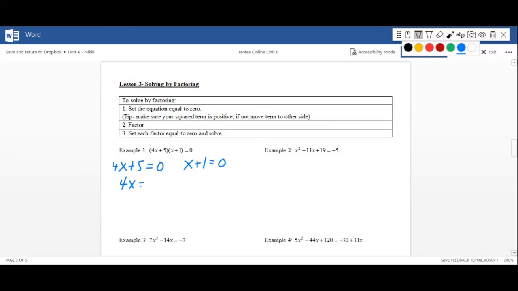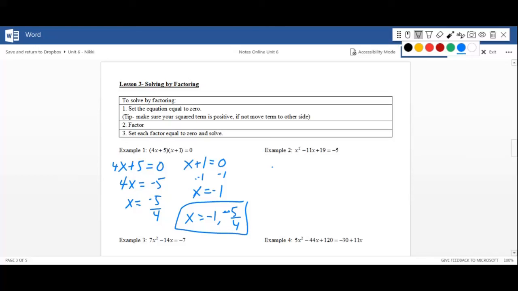So we'll subtract over the 5 here, divide by 4, we get negative 5/4. Here we'll just subtract the 1, and we get x equals negative 1. And what I'd like you to do when you're presenting your answers is just put them together. So x equals negative 1 and negative 5/4. So answer number 1.